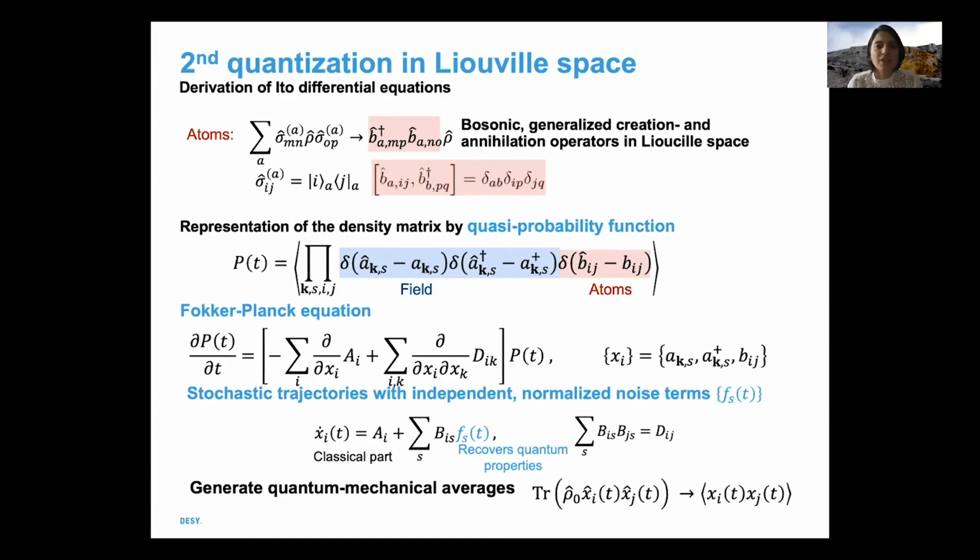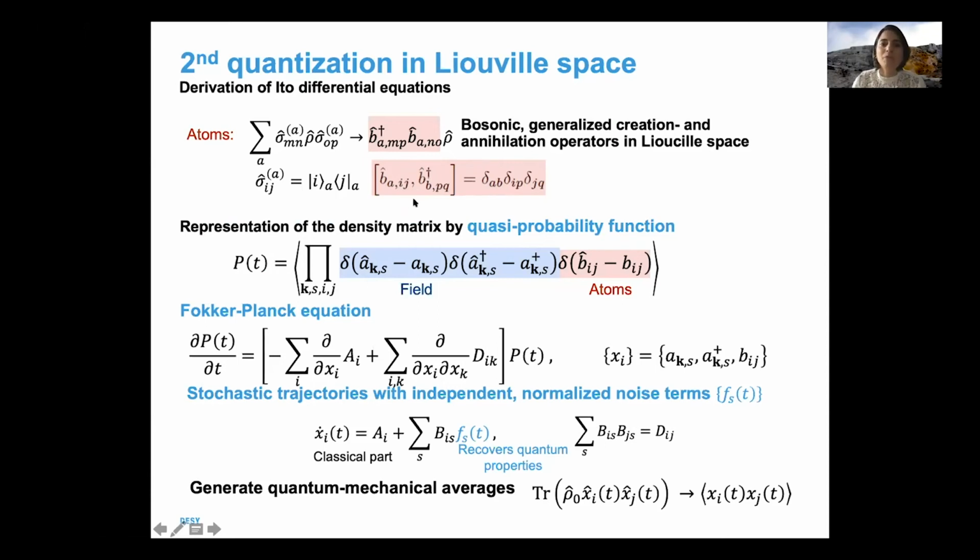This representation comes along with a second quantization in Liouville space. That's quite a novel concept that we introduce. We are about to publish a paper on that quantization approach. You know second quantization in Hilbert space, but here we need to quantize Liouville space, the space of the density matrix. That's formally done by introducing creation and annihilation operators with two indices.